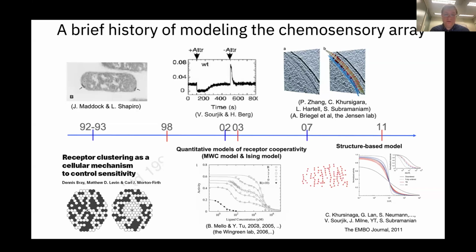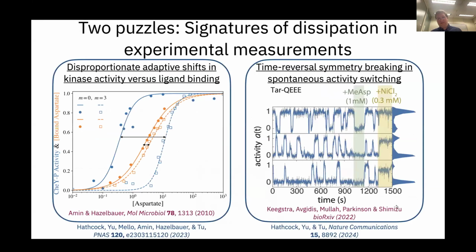But what all of this work neglects is the energy dissipation that's involved in the signal propagation of this process. And so what I want to tell you about today is our work that has identified, in more recent experimental literature, 2 signatures of the underlying dissipation that's involved in the signal propagation. I want to tell you two brief stories about how we've identified these signatures of dissipation, and then what they teach us about the underlying microscopic mechanisms for signal propagation in the chemosensory array. So I'll start out with this story about disproportionate adaptive shifts in activity and binding.